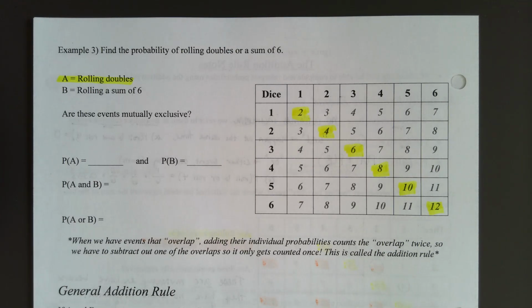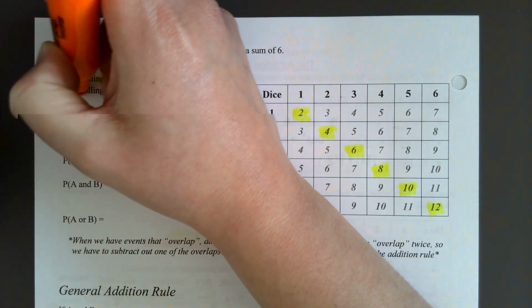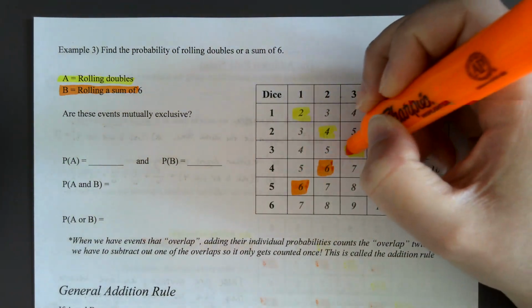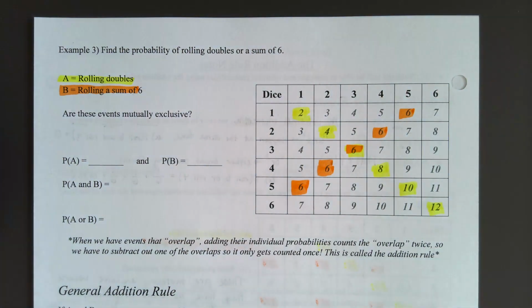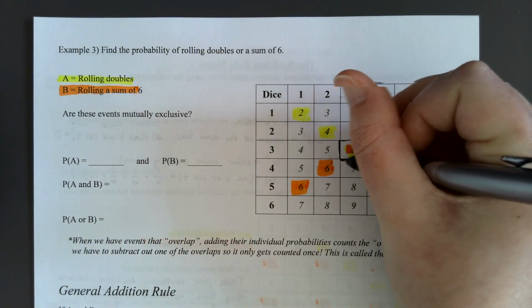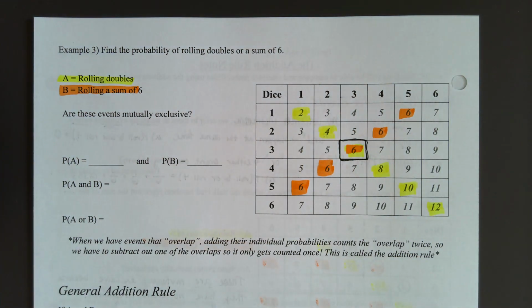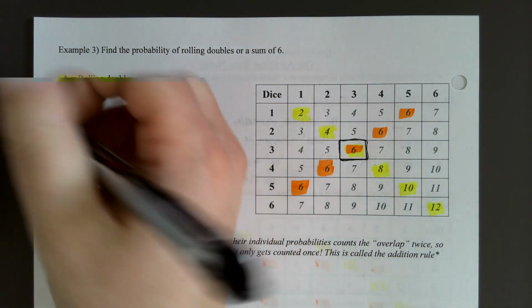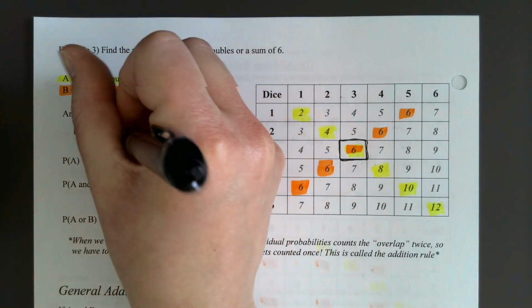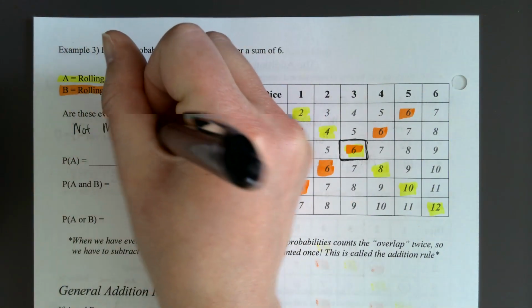And then we're going to take a look at our second event, which is event B, rolling a sum of 6. And I'm just going to highlight this in orange. So looking at a sum of 6, here, here, here, here, and here. Notice that when we're going through here, are these events mutually exclusive? Well, no, they're not mutually exclusive because we got this overlap here. We can roll two 3s and get a 6, so we have some type of overlap. So this is not mutually exclusive.